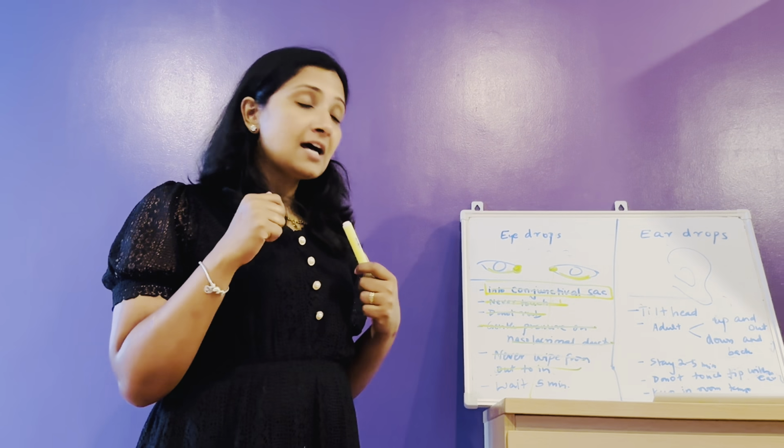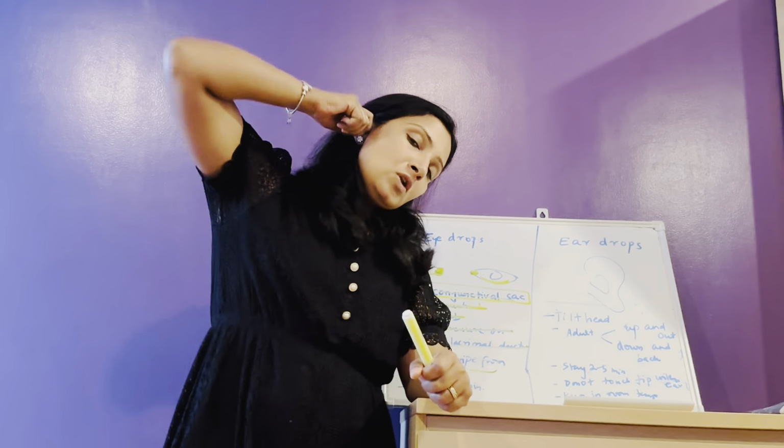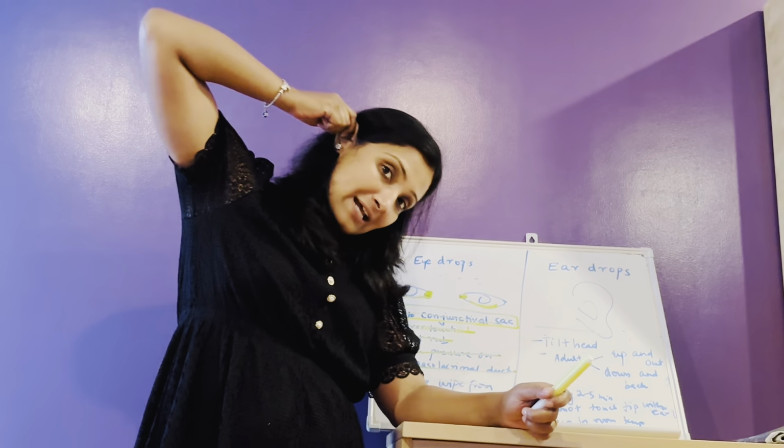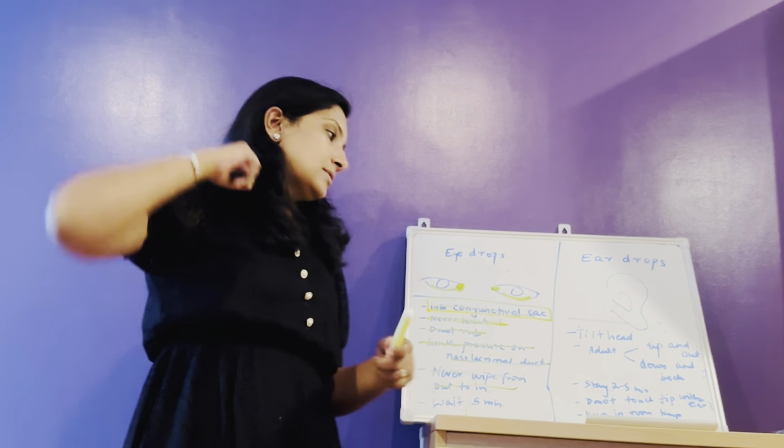Another important frequently asked question is, how do you straighten the ears? For an adult, you have to pull the ear upward and outward. For a child, you have to pull the ear down and backward. Adult, upward and outward. Child, downward and backward.